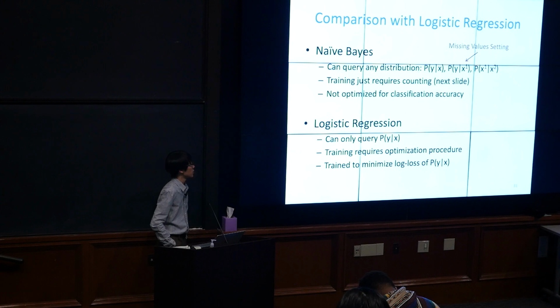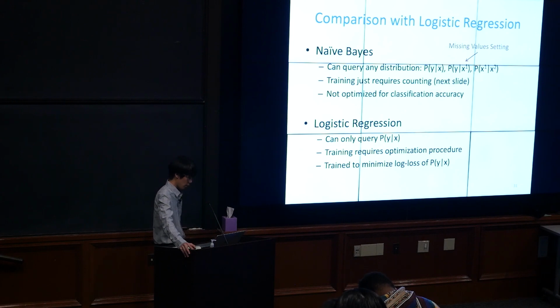With naive Bayes, we can really query any distribution: y given x, x given y, given just one element of x, one element of x given another element of x. We can be really flexible and creative with the kinds of queries we make. The training for naive Bayes is just counting, and we'll cover that in the next slide. We can just look at the training set and count how many times certain things happen, and that's all that's needed to train our naive Bayes model.